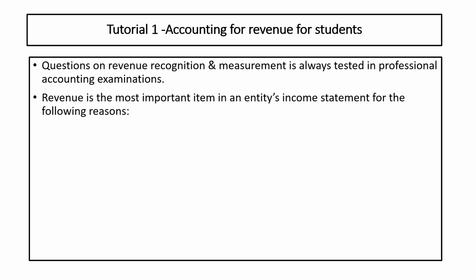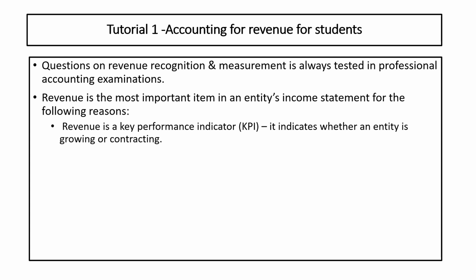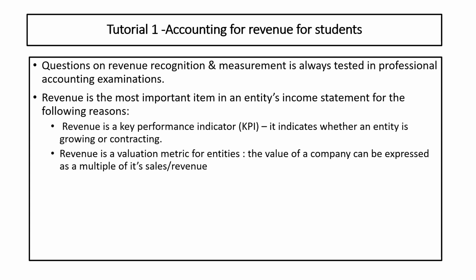Revenue is the most important item in an entity's income statement for the following reasons. Revenue is a key performance indicator. It indicates whether an entity is growing or contracting. Revenue is a valuation metric for entities. The value of a company can be expressed as a multiple of its sales or revenue.